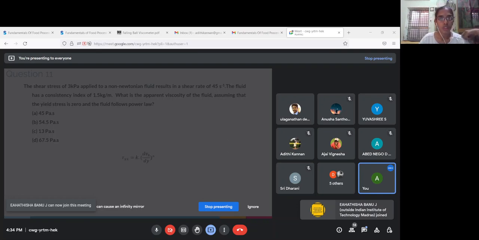So the power law is basically stress equals K into strain raised to n. In the case of a Newtonian fluid, n is equal to 1, so you have stress directly proportional to the strain alone. But in the case of non-Newtonian fluids, this n will have a different value. Do you know what value a shear thinning fluid generally has? Less than 1. Yeah. And a shear thickening fluid will have an n greater than 1.